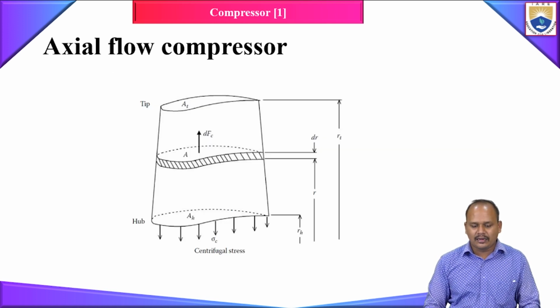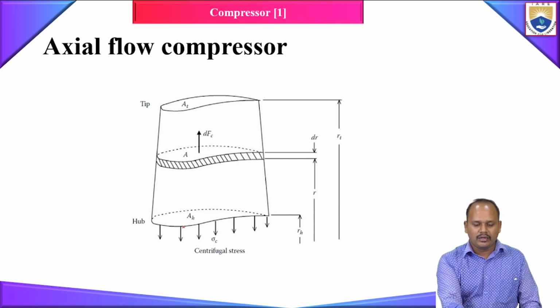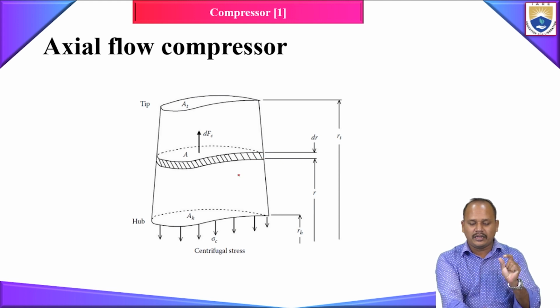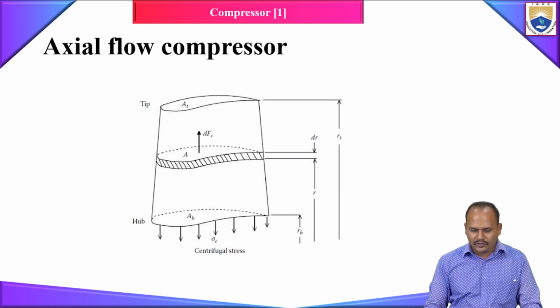Let us take a random airfoil-shaped blade, that is a compressor blade. This is the root where your blade is fixed on the hub, and this is the tip of your blade. AH is the cross-sectional area of your blade at the root, and AT is the cross-sectional area of your blade at the tip. Now, I'm going to take a small blade element dr. In that small element dr, what is the force acting on it?